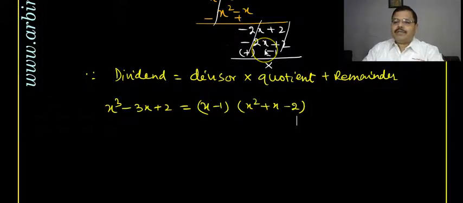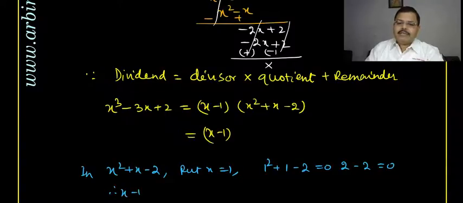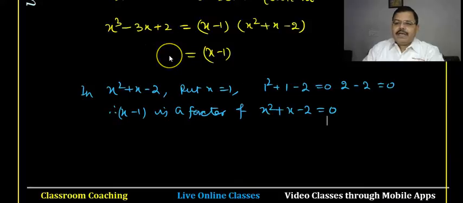Again, further, this is a quadratic, right? So if we put x is equal to 1 again, it will be 0. So x minus 1 is again a factor. If you put x is equal to 1 here, since x square plus x minus 2 gives 1 square plus 1 minus 2, that is 2 minus 2 which is equal to 0, hence x minus 1 is a factor of x square plus x minus 2. Middle term split can also be possible, but I am just telling here about the factor theorem, so that is why I am doing it in this step.